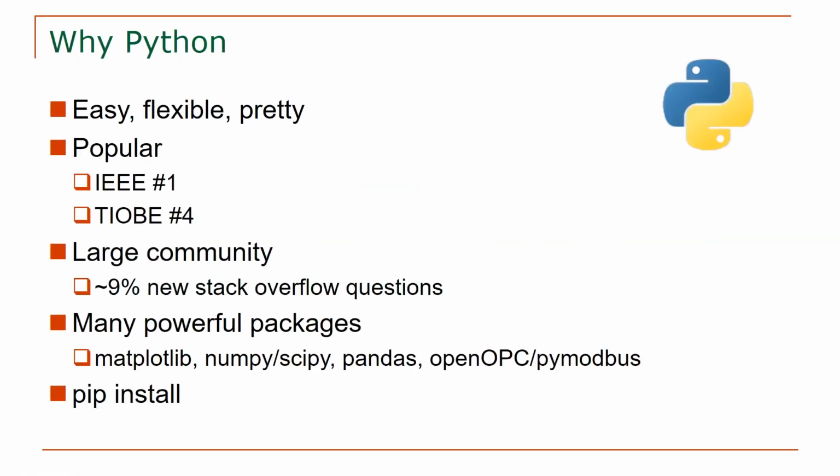Almost every time I have a question on Python, it's a quick Google search away and I know the answer in 20 seconds. And that also gives many powerful packages such as matplotlib for your plotting, NumPy and SciPy to do all your numerical problems. Pandas gives nice data frame access, Excel, and then some packages like OpenOPC and PyModbus allow it to interact with real systems. And pip install is just great. I am an opponent of the one tool fits all. I don't think Excel should be used for everything, but if there were a universal tool, I'd say it's Python.